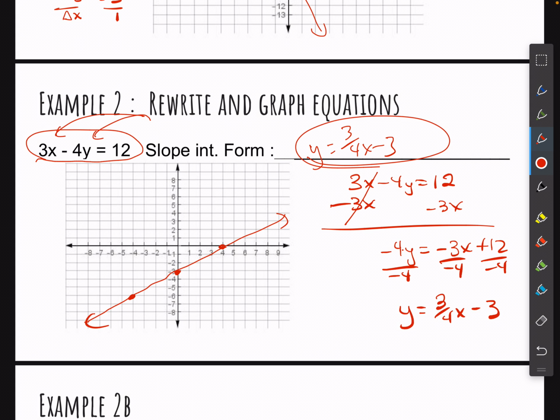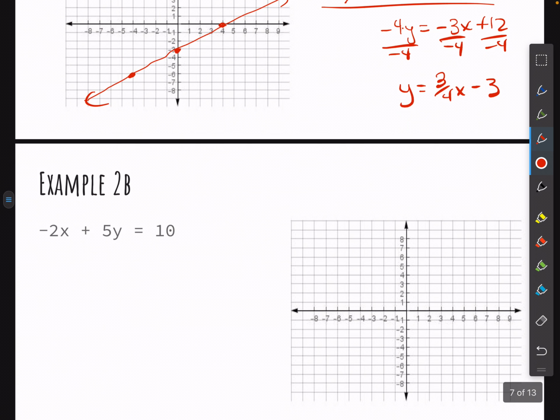And then I believe in example 2, what they might want you to do is name the slope and the y-intercept. That's as easy as just identifying these. So the slope is 3/4, y-intercept negative 3. All right, let's try 2b out.